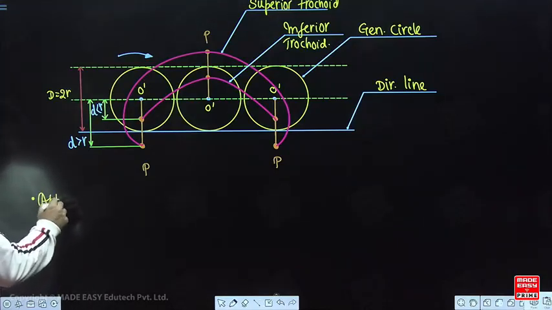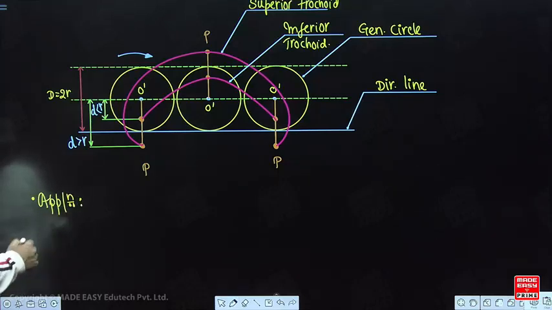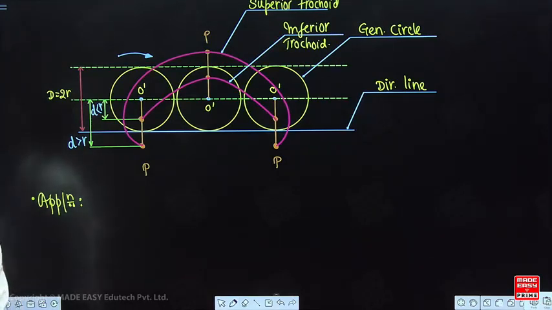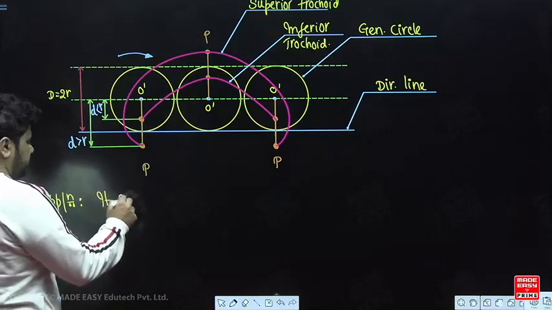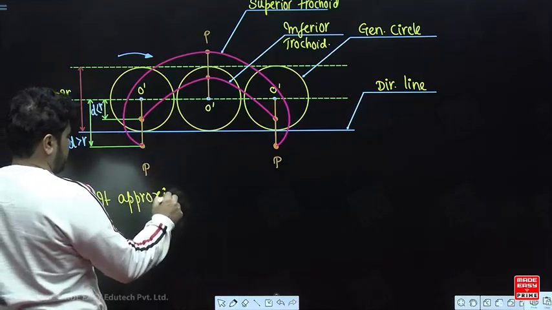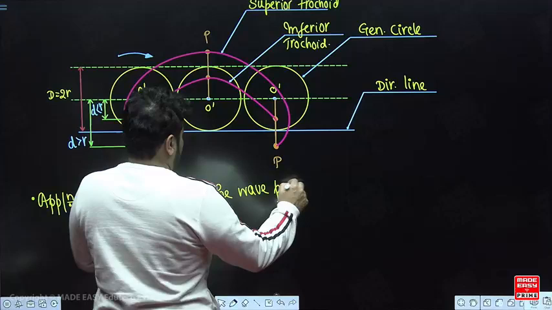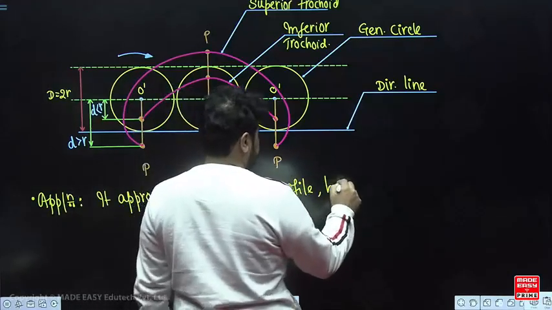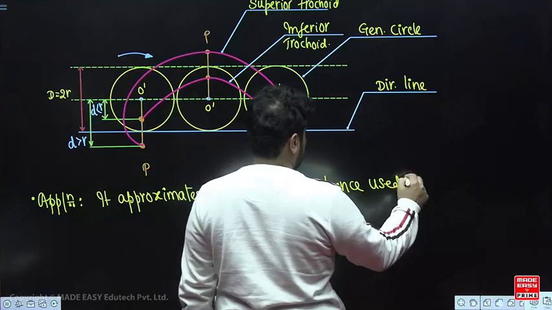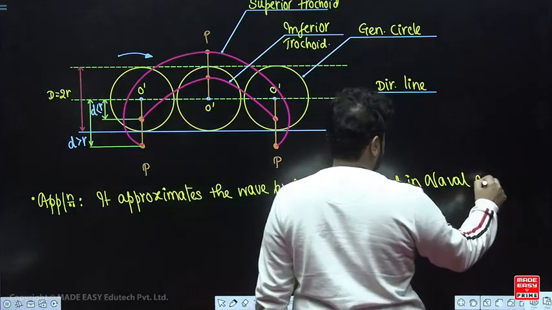Now, where these curves are used? So, in engineering drawing these curves are not used for our BTech level, means in our BTech study. This is used for the naval architecture, because the wave profile in the ocean or the sea approximates these kind of curves, right. So, the wave in the ocean or in the sea basically approximates the trochoidal curve. So, that is why these kind of curves are basically used in the naval architecture, right. So, it approximates the wave profile, hence used in naval architecture.